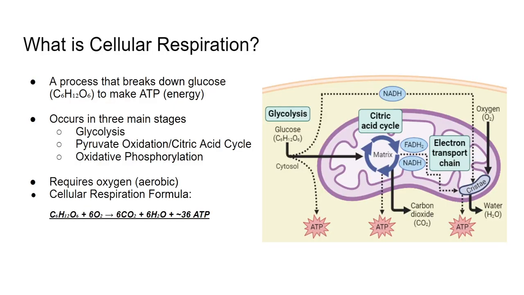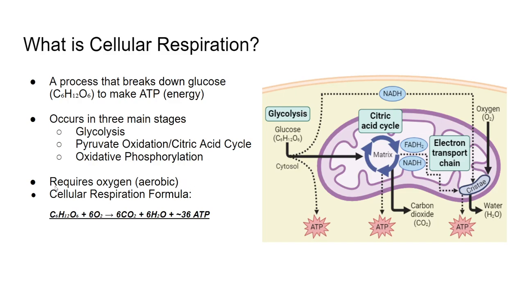Today we're going to be talking about cellular respiration. So what is cellular respiration? Cellular respiration is the process that breaks down glucose, or C6H12O6, to make ATP, or energy. It usually occurs in three main stages. We have glycolysis, pyruvate oxidation, which is a factor of the citric acid cycle, and then oxidative phosphorylation.